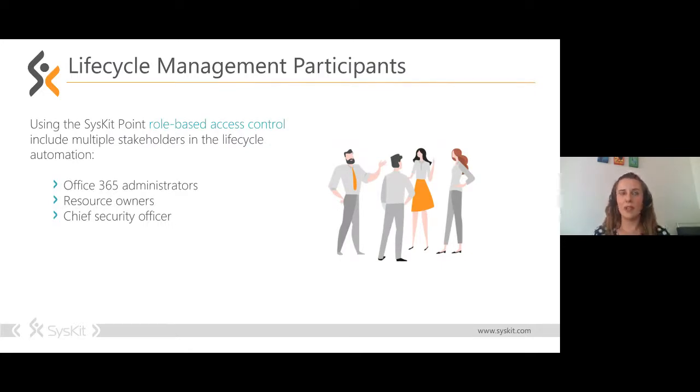And who can actually collaborate in this process? Those are, of course, resource owners, like I mentioned a couple of times until now, but also Office 365 administrators, because Syskit Point allows them to monitor that process. So, of course, we do not let this process go unmonitored. They get the reports, updated weekly, on what's going on, and they can definitely override all those actions if something goes wrong. But it's also good for the chief security officers because they also have a really good overview of what's going on in your Office 365 environment.